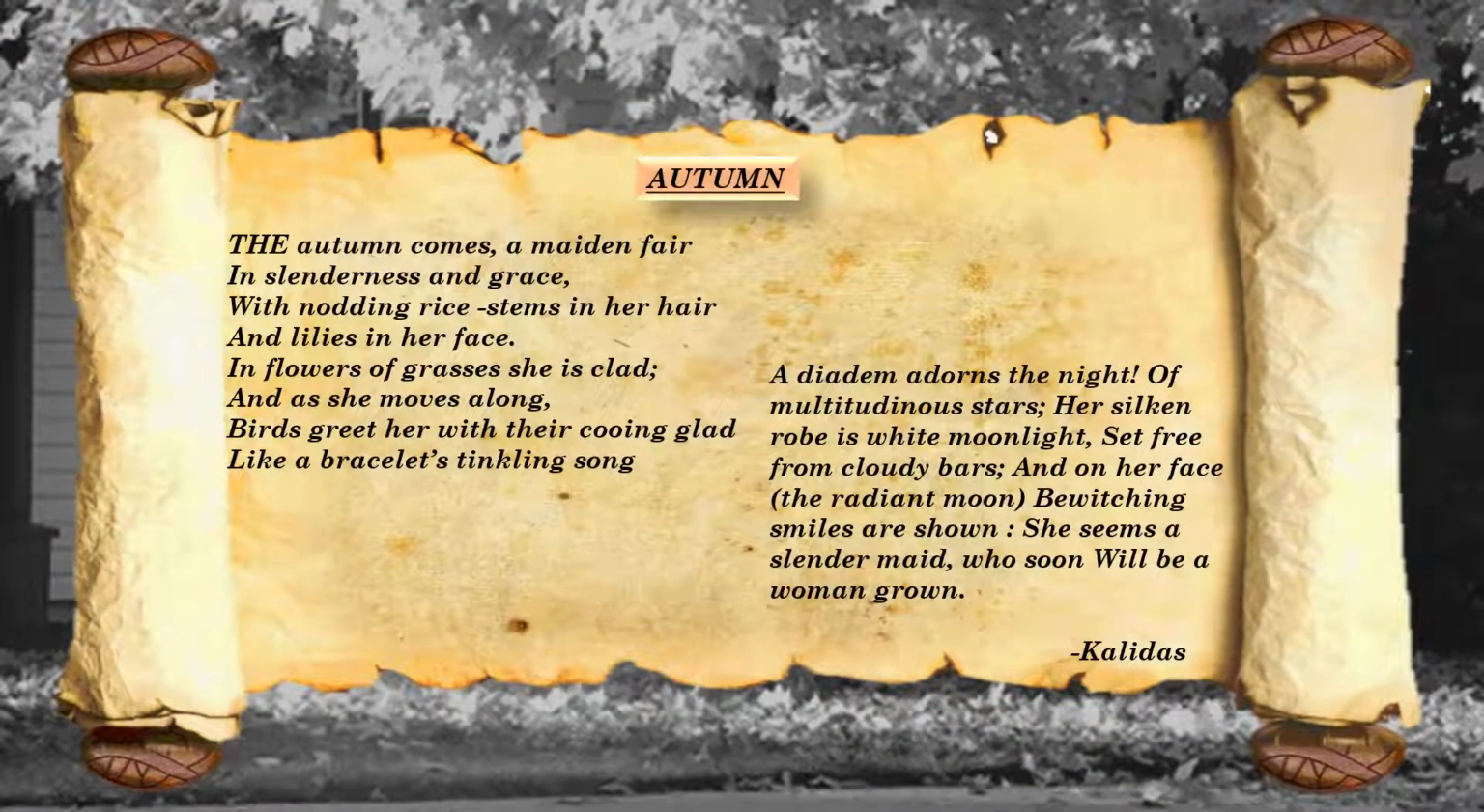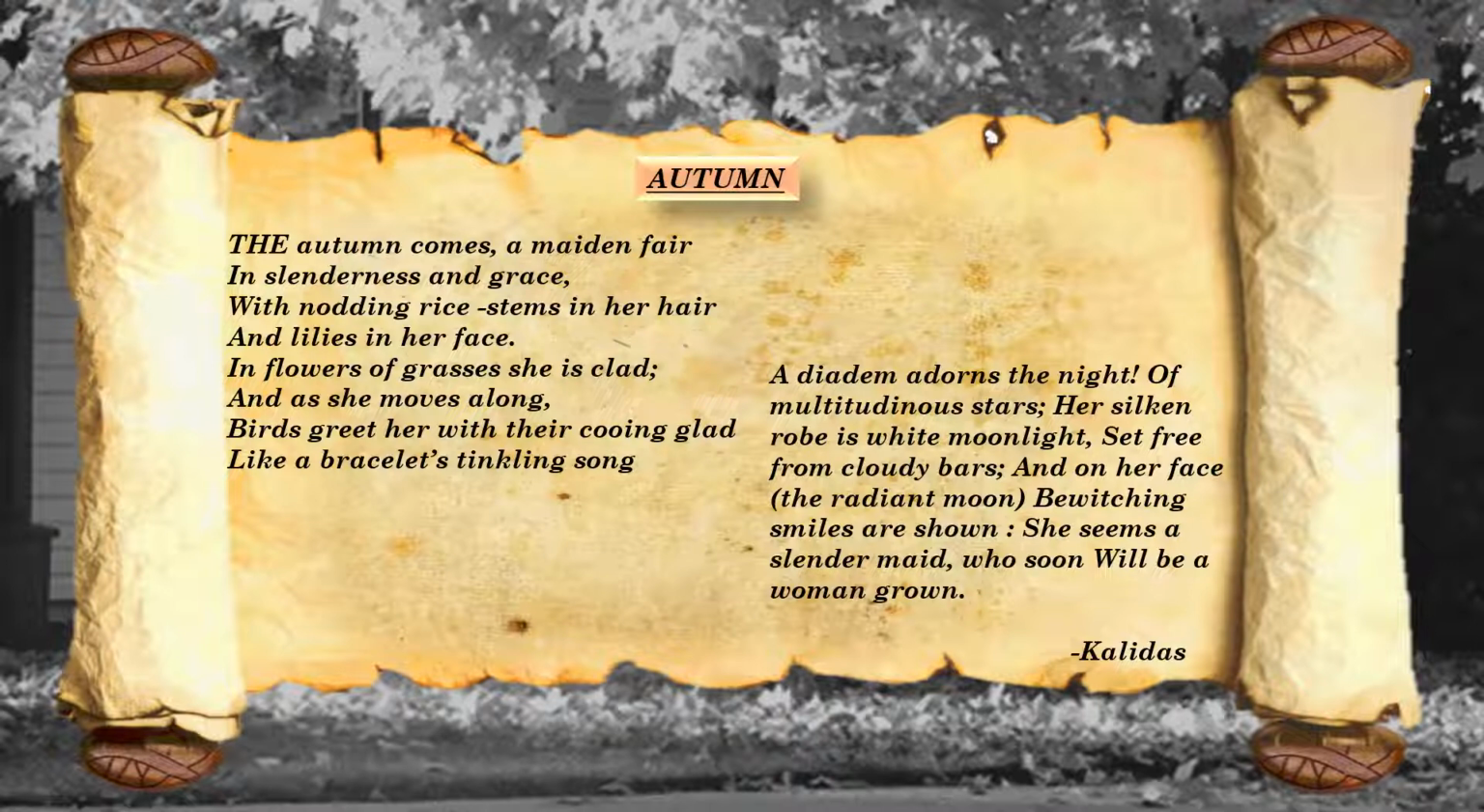So first we will have a very quick recitation of the complete poem. Autumn. The autumn comes, a maiden fair, in slenderness and grace, with nodding rice stems in her hair, and lilies in her face. In flowers of grasses she is clad, and as she moves along, birds greet her with their cooing glad, like a bracelet's tinkling song. A diadem adorns the night of multitudinous stars.